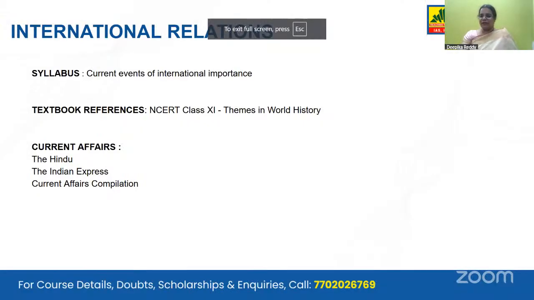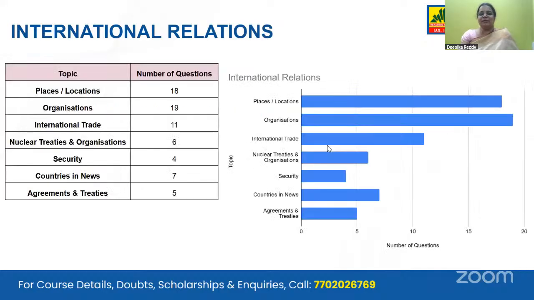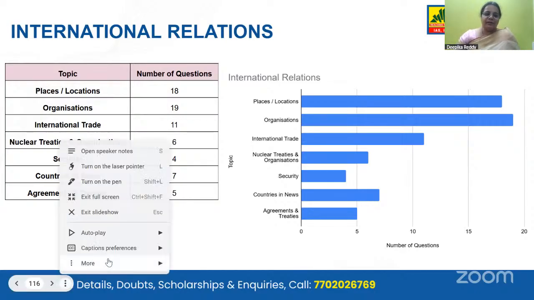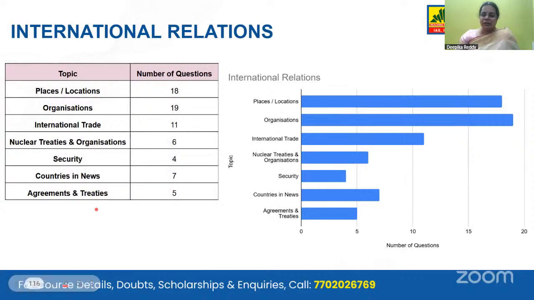So I'll quickly take you through IR. Basically, in IR you don't get a lot of questions, meaning the maximum you can get would be around 5 to 10. There have been years when you don't have anything coming from IR also. Nonetheless, IR is important. You cannot neglect it, because if they ask 4 or 5 questions, you lose on it.